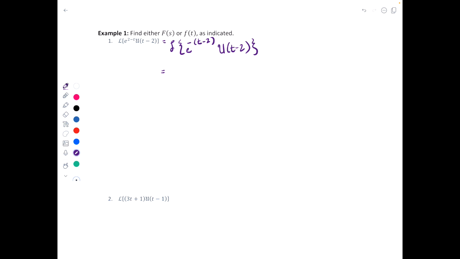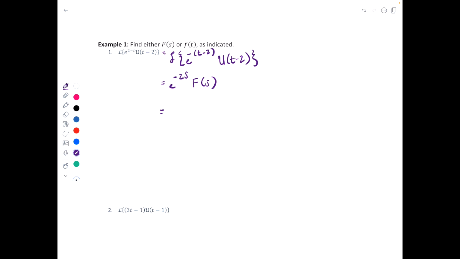Now, that's going to equal e to the negative as, well, our a is going to be 2, so e to the negative 2s times capital F at s, which will be 1 over s minus negative 1, which will be e to the negative 2s over s plus 1. And we're done.